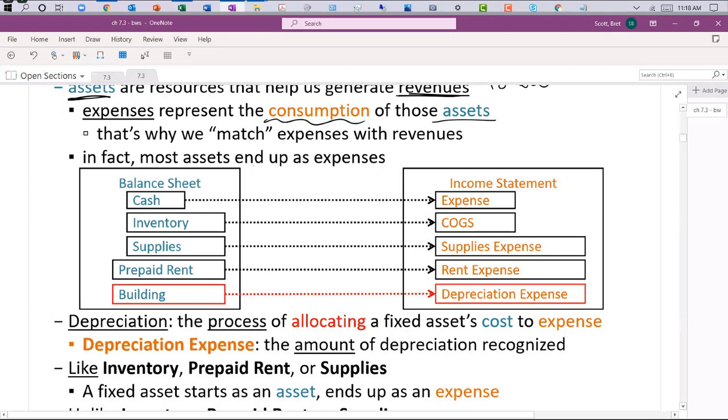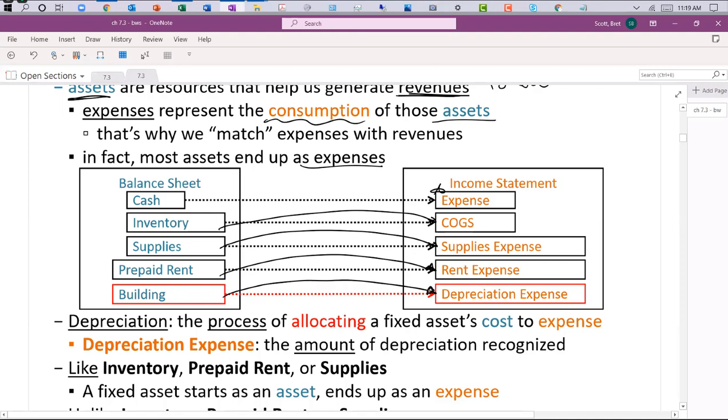Most assets end up as expenses, right? If we pay cash for employee salaries, that's a direct expense. But inventory ends up as cost of goods sold. When we consume it, we're selling it. Supplies, when we consume those, end up as supplies expense. Prepaid rent, we prepay at the beginning of the period. As we benefit from using it, we eventually recognize that that value has gone away. A building also follows that same suit.